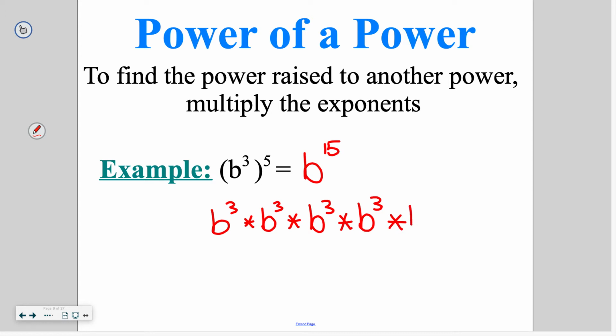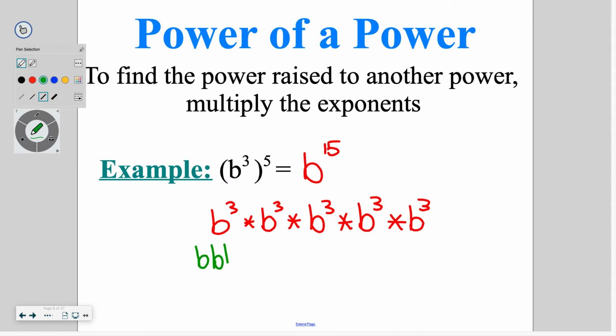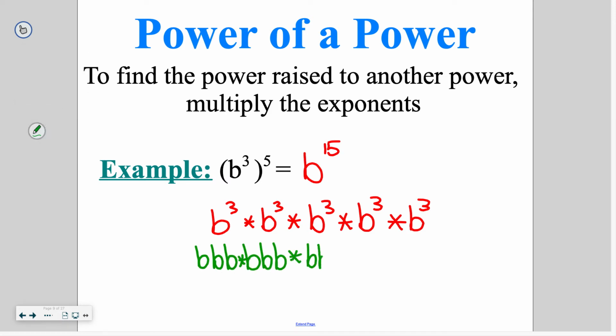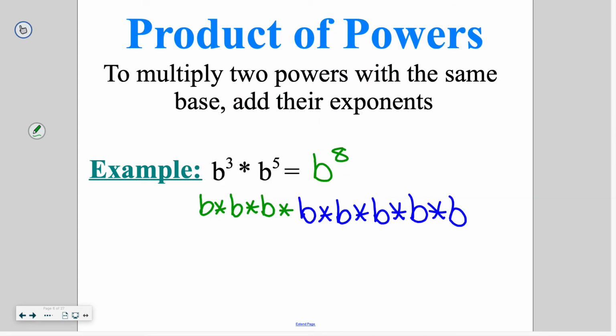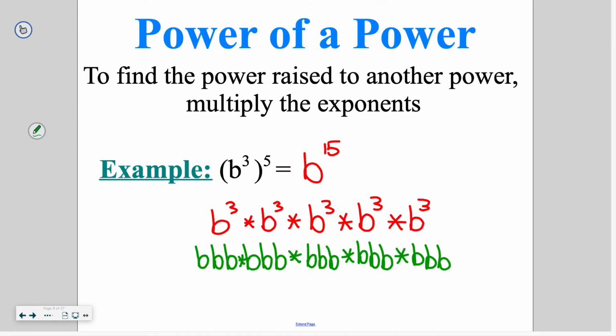Each of those b to the thirds is made up of 3 b's. So 1, 2, 3 times 1, 2, 3 times 1, 2, 3 times 1, 2, 3, and 1, 2, and 3, giving us a total of 15 b's being multiplied. So that's why when you have a power raised to a power, you're going to multiply. Again, if you have a power being multiplied with a power, it's adding. If a power is raised to a power, it's multiplying.